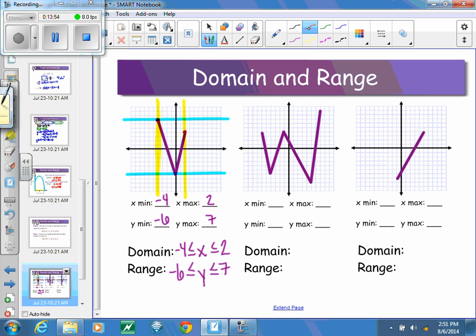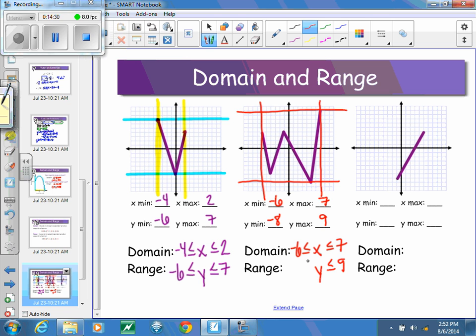Looking at the next one here, we want to find our minimum for your x values, and you want to find the maximum for those. So our minimum here would be at -6, and the maximum would be at +7. This is saying that my domain has to be greater than or equal to -6, but less than or equal to +7. If I look at my range, take the smallest y value and the largest y value, which is going to give me -8 and +9. So our y values are anywhere between 9 and -8.